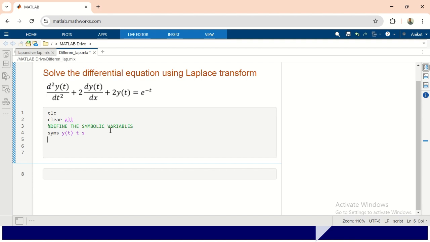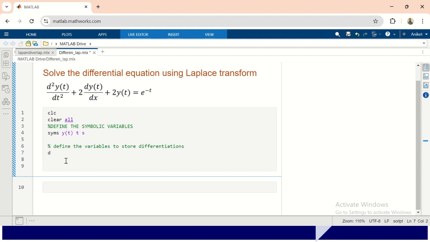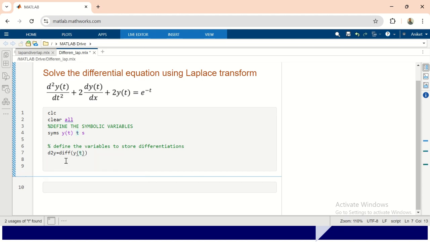After that we have to define the variables to store the differentiations. So I will create a variable d2y, which is nothing but diff. diff is the function to do the differentiation. So we have to do the differentiation of y of t with respect to t, once again with respect to t. This means the double derivative of the y of t function.